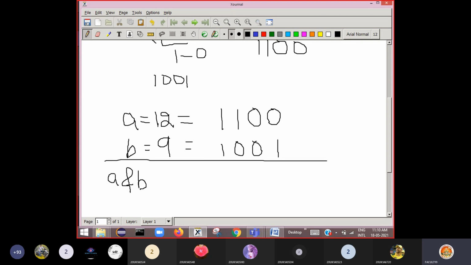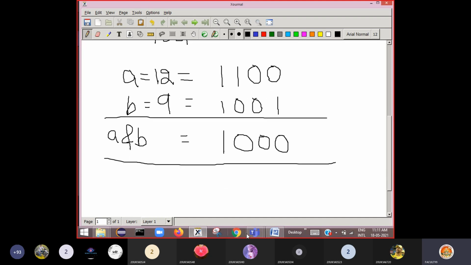Okay, so A and B, if you perform, now you perform AND operation on this. So bit by bit you perform AND operation. So 1 and 1 is 1 here. 1 and 0 is 0 here. Similarly 0 and 0 is 0. Okay, right? 0 and 1 is 0 here. Now this is the result you will get when you perform bitwise AND on A and B here.